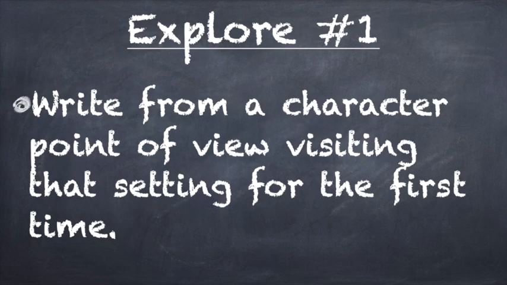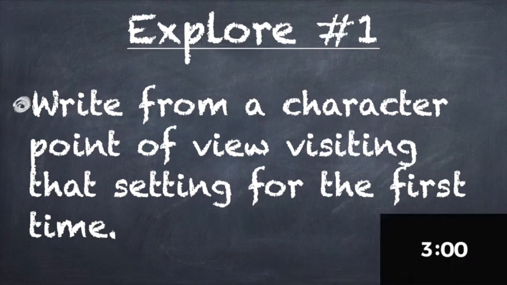So for exploring the setting number one, write from a character point of view, visiting one of those two settings for the very first time. So combination number one that you did of a particular setting or a particular place and the mood, or combination number two, and introduce a character into that, exploring it for the first time, and take the reader through the character's mental state, their thought process as they're visiting that environment for the first time.